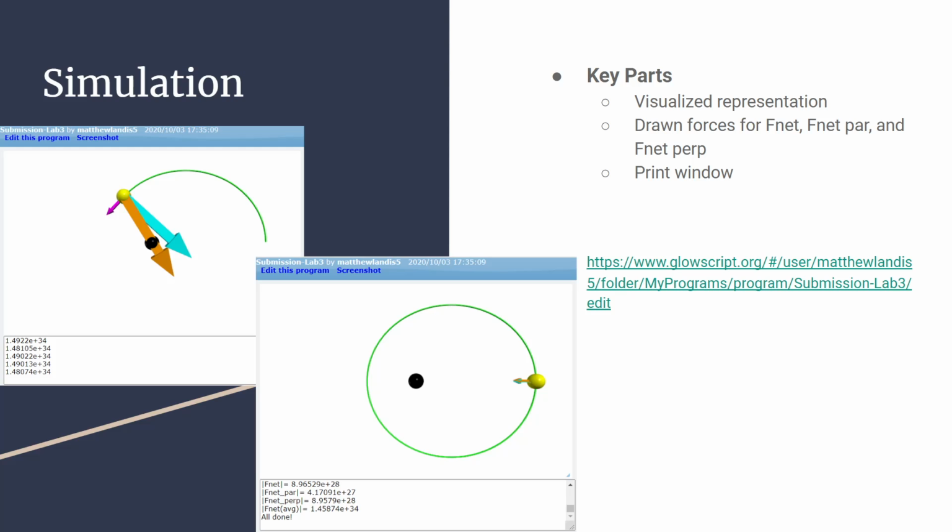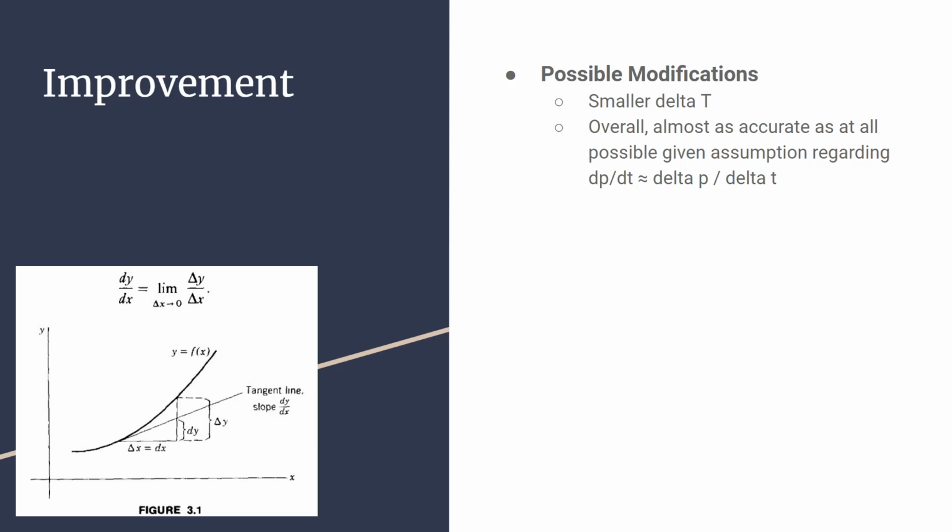You'll see the arrows that show the direction of the net force and the parallel and perpendicular components applied on the object. The output data can be found in the previous observation slide. The simulation can be found on the links on screen and are included in the submission.